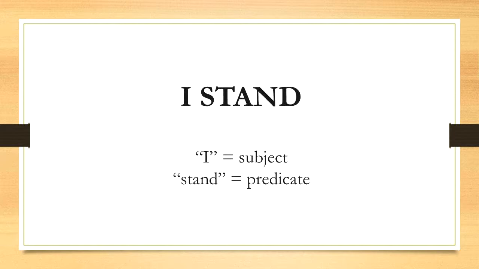There are two main components to a sentence, the subject and the predicate. The subject is what you are talking about, and the predicate is what you have to say about what you are talking about. Usually, the most important word in the predicate will be the verb, what the subject is doing. So the sentence, I stand, has a subject and a predicate. The word I is the subject, performing the action of the verb, and the verb stand names what I am doing.